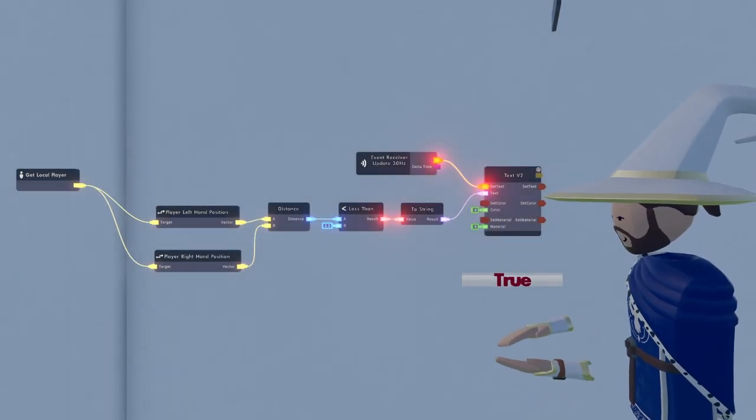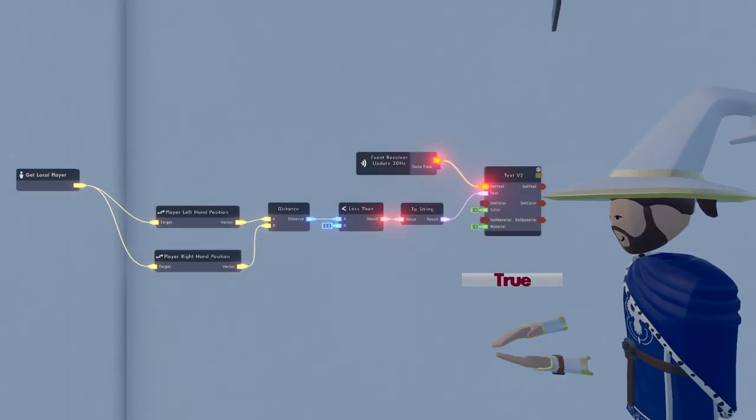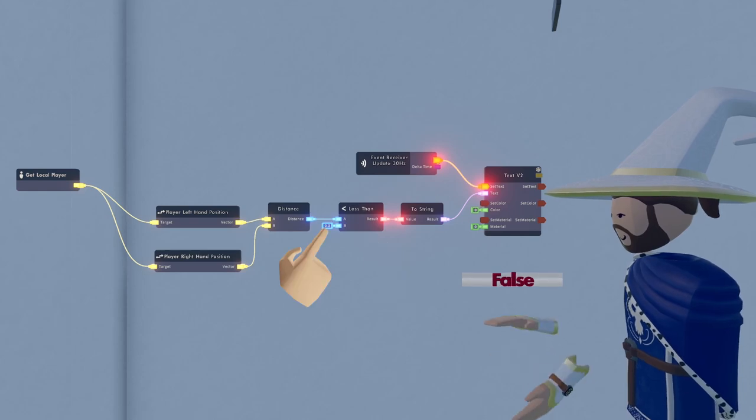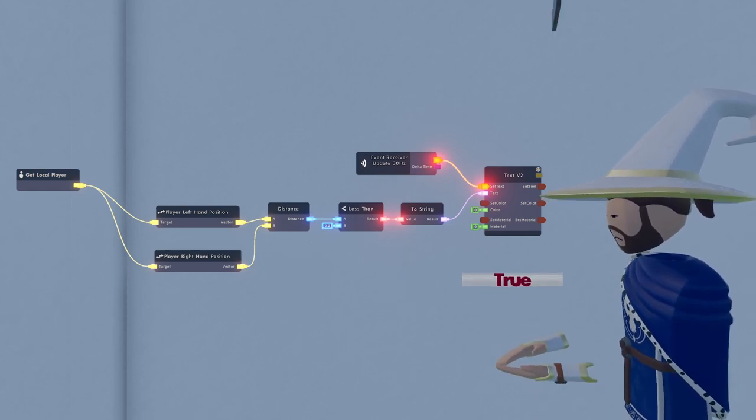Bonus tip, another easy gesture is if hands are close together. Get the distance between player right hand and left hand, and if that is less than 0.2, then player is gesturing.